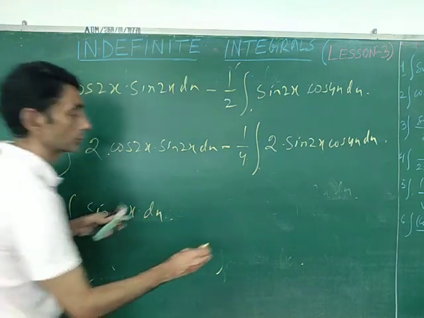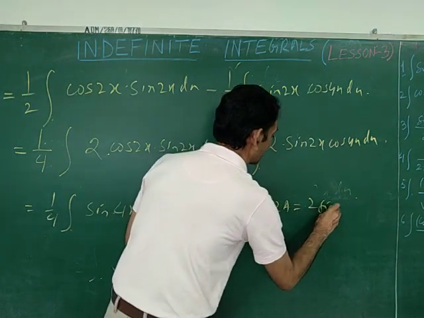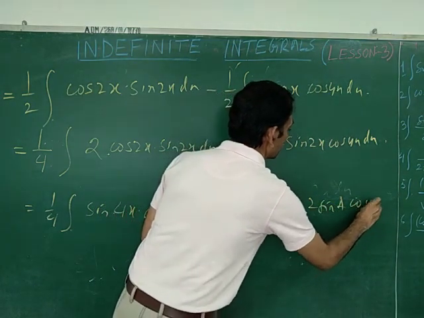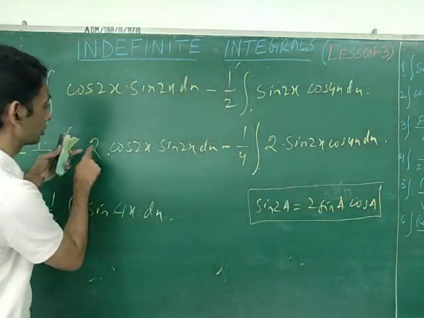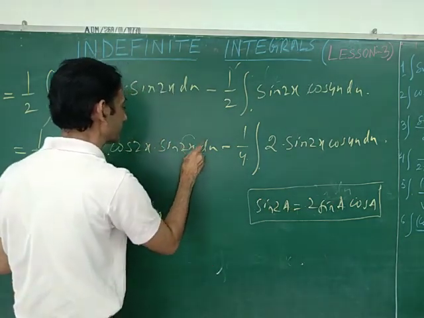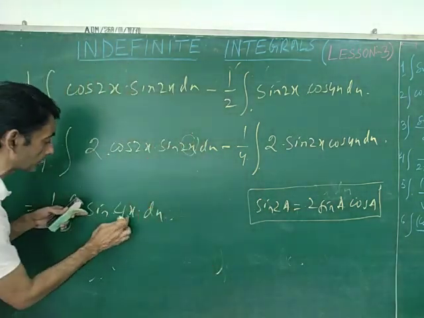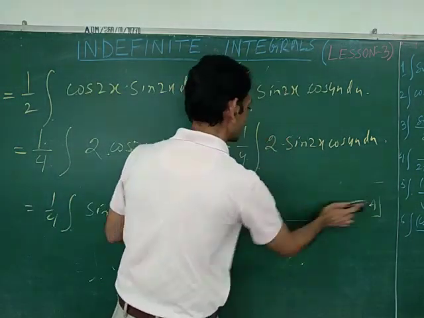We know that sin 2a equals 2 sin a cos a. This is a very important formula, the sin 2a formula. So 2 sin a cos a is sin 2a. What is a here? a is 2x, so sin of 2 into 2x is sin 4x. So it is using this formula. Now let's see the second integral.